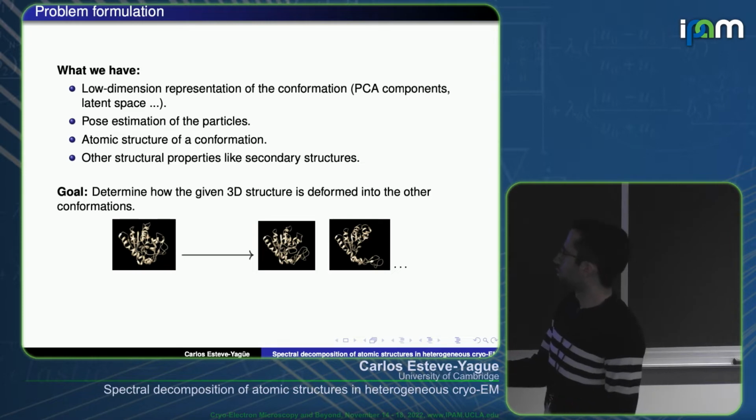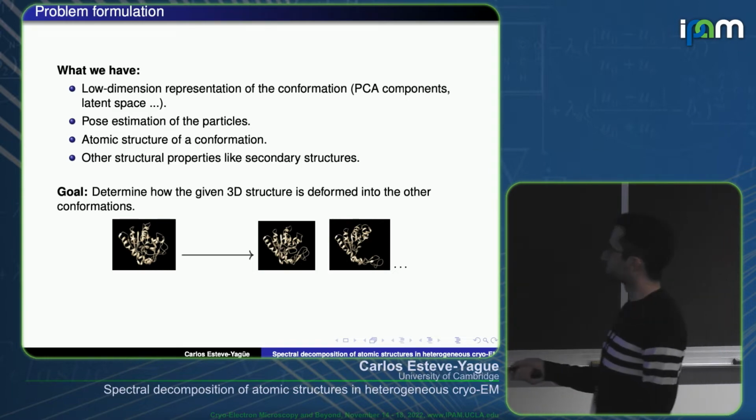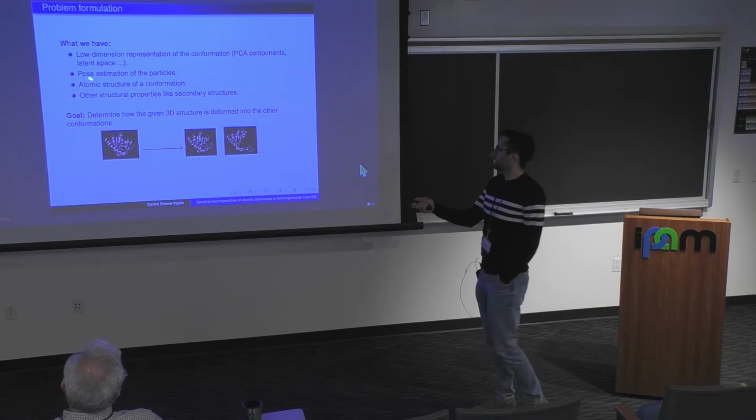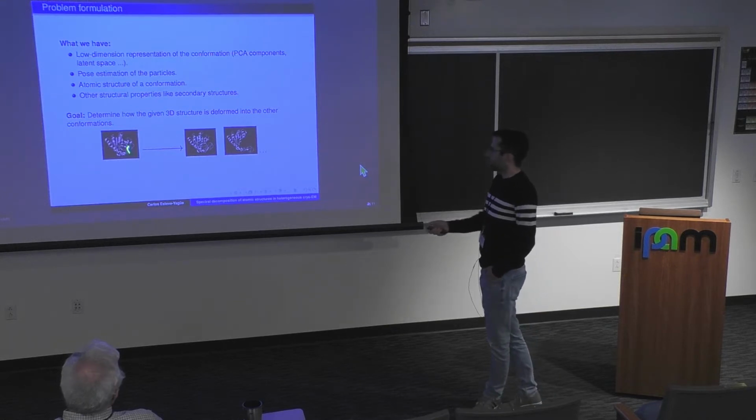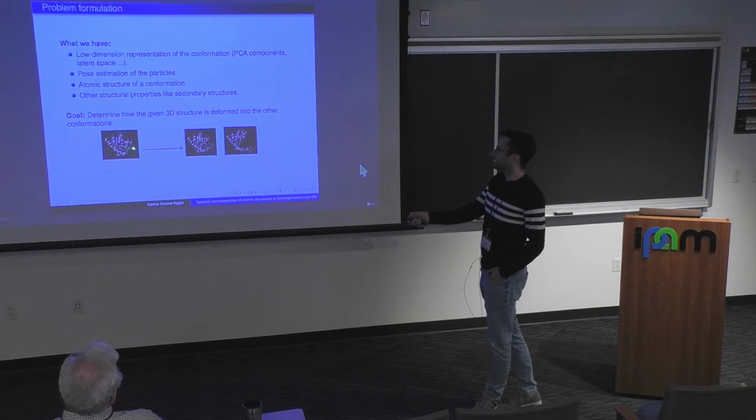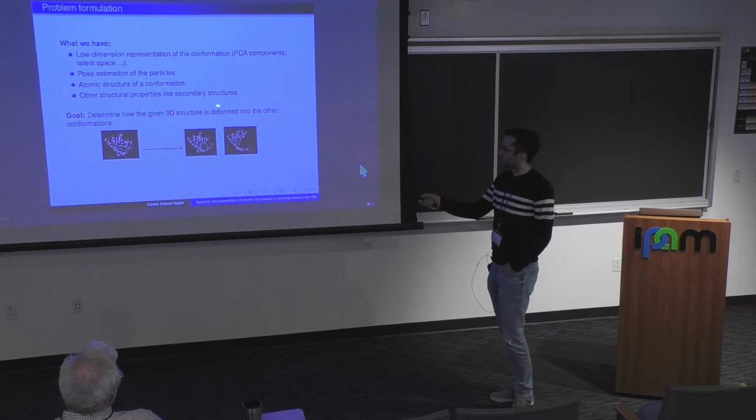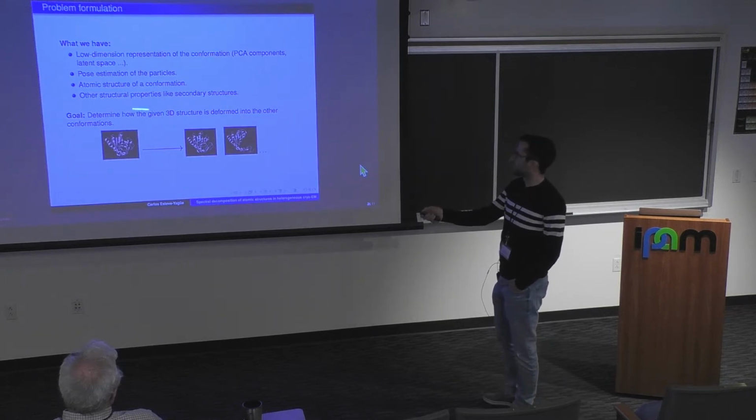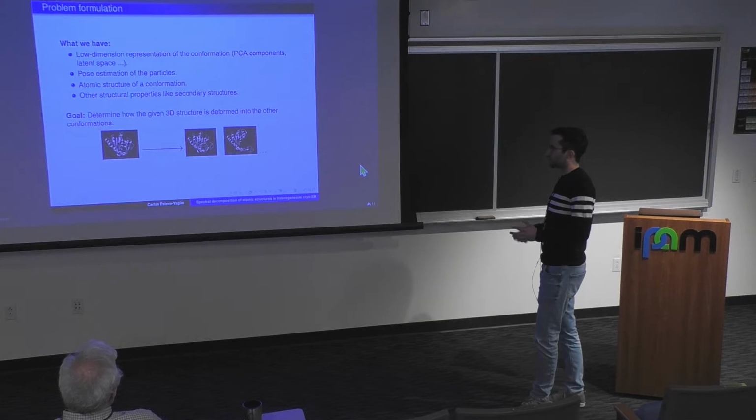Then we want to use also the pose of the particles that can be estimated by using other methods. And then we are going to use also an atomic structure of one of the conformations. So our goal is, given an atomic structure, we want to determine, using the cryo-EM dataset, how this given atomic structure is deformed in each of the cryo-EM images. And as we will see, we are also interested in using other structural properties about the macromolecule, like secondary structure or some parts of the molecule which are more rigid, and then you know that they are invariant under the different conformations.